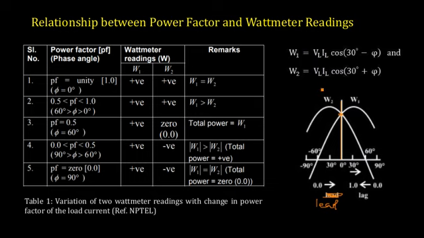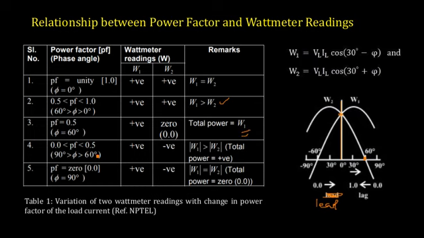Between 0 and 60, what happens? Again, you will have both the values positive, and your W1 will be greater than W2. So W2 is decreasing, W1 is still higher. At phi equal to 60, what happens? When you put phi equal to 60, you will have W2 equal to 0, that is, you will be getting cos 90. So W2 will be equal to 0. At this point W2 will be equal to 0, W1 will still be positive, and the total power consumed will be equal to W1 because W2 is 0.